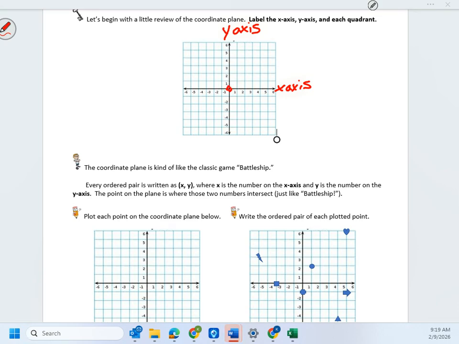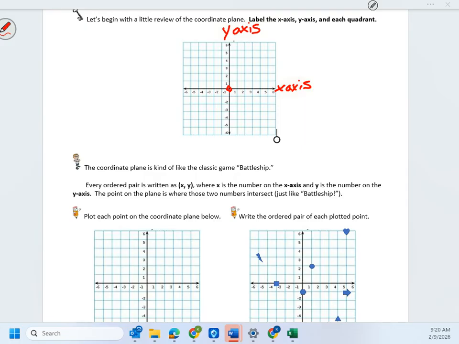So our X, just like on our number line, when you go to the right of the 0, those are our positive numbers. When you go to the left, those are our negative numbers. And our Y is like a thermometer. When you go up from the 0, they are positive. When you go down from the 0, they are negative.